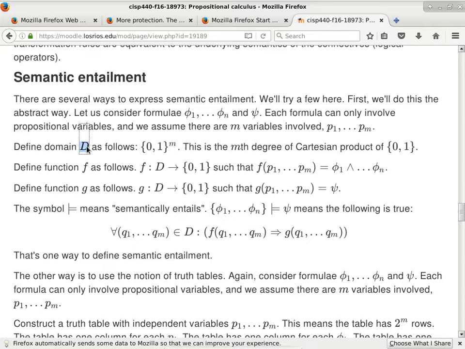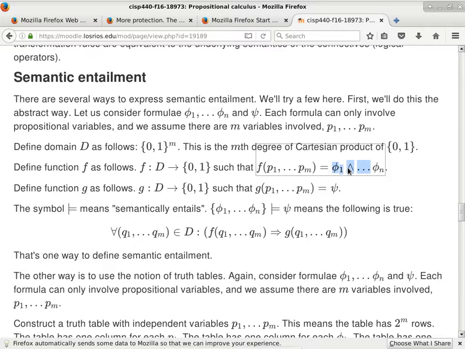So we have D already figured out, and then we have an F here. F is a function that maps from our domain space D to just true, false. The way we define that is F of P1 up to Pm is really just the conjunction of all the phi's. Let's see how that is applied in this particular case. We have phi1 and phi2. These two become components in the conjunction of the function f. In other words, f of pq is just phi1 and phi2.